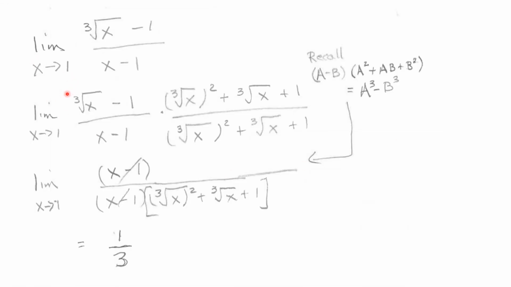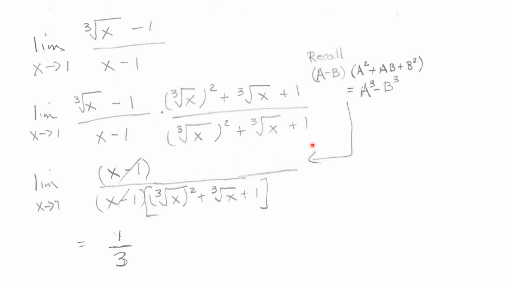Okay, so the first problem: we can't plug in 1 because we will get 0 over 0. But we're going to multiply by 1 in a clever way. We're going to multiply top and bottom by the cube root of x whole squared plus cube root of x plus 1. And we're going to recall that a minus b times a squared plus ab plus b squared is a cubed minus b cubed. And we're going to realize that the cube root of x cubed minus 1 cubed is, if you cube both of those, you get x minus 1.